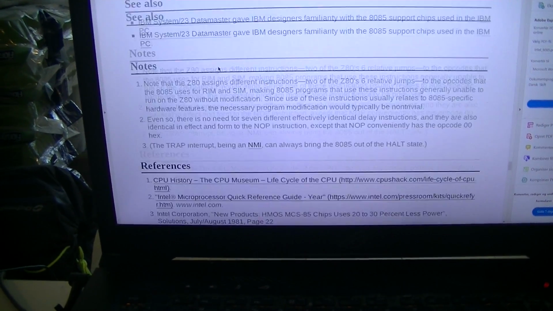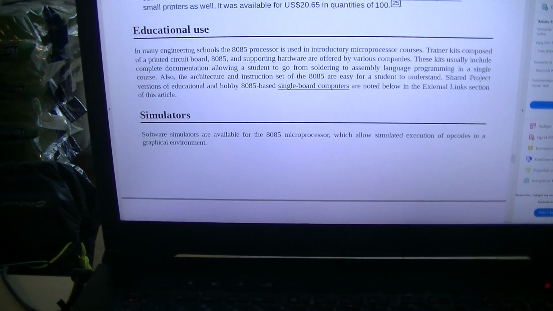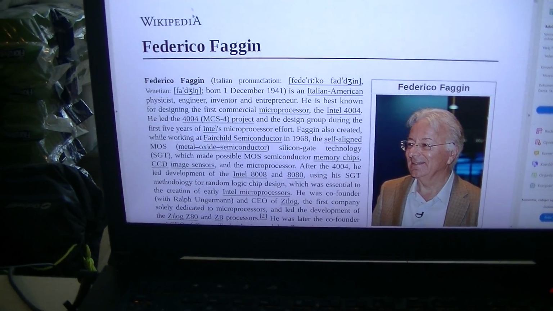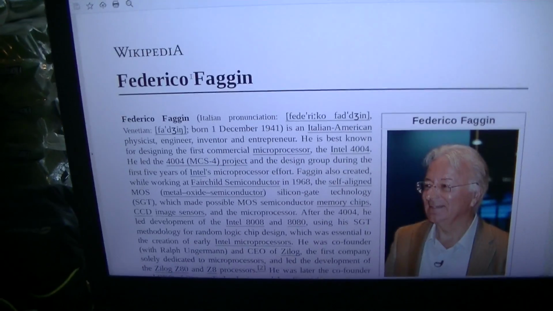So, yes, that was the Intel 8085. But let's just close that. And next one is Federico Faggin, because he's the father of the 4004, the first 4-bit Intel CPU, made using this Japanese calculator called Busicom 141. That's the calculator we need. No, that's the Busicom something.